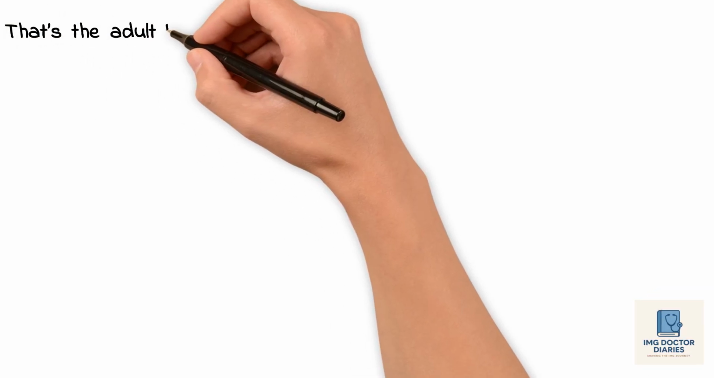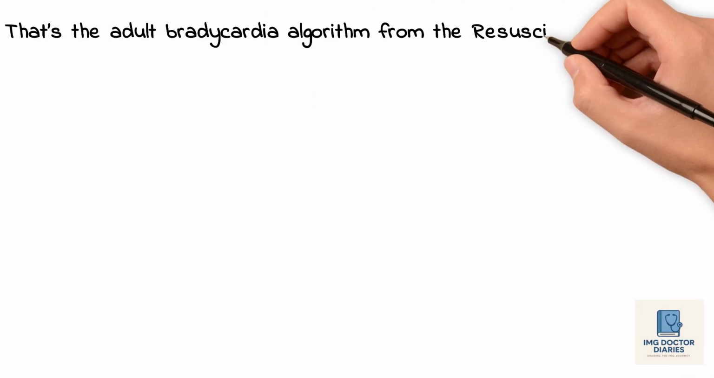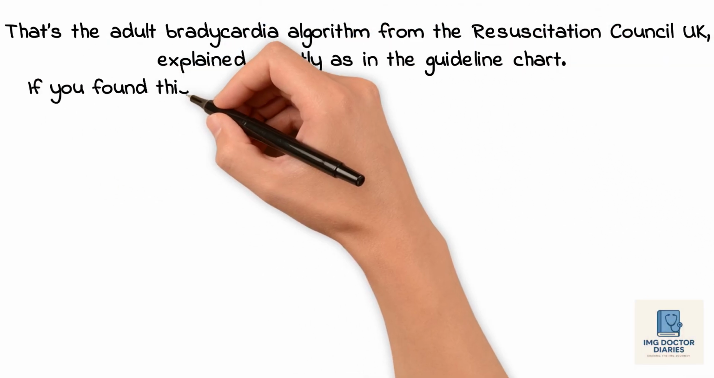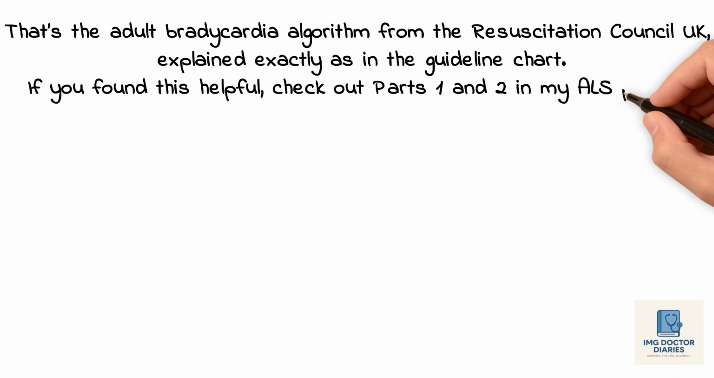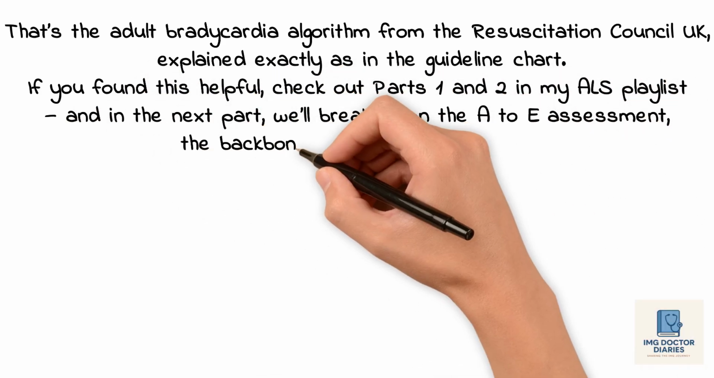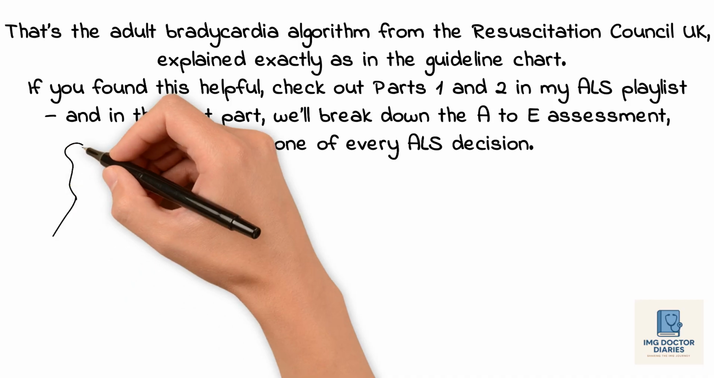That's the adult bradycardia algorithm from the Resuscitation Council UK, explained exactly as in the guideline chart. If you found this helpful, check out parts 1 and 2 in my ALS playlist. And in the next part, we'll break down the A to E assessment, the backbone of every ALS decision.